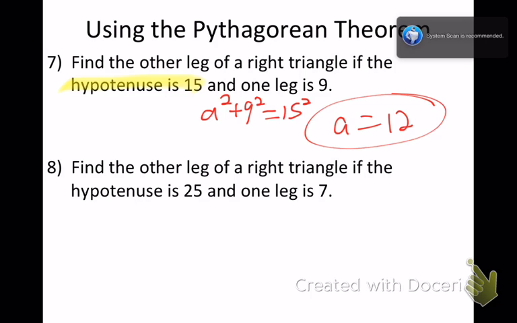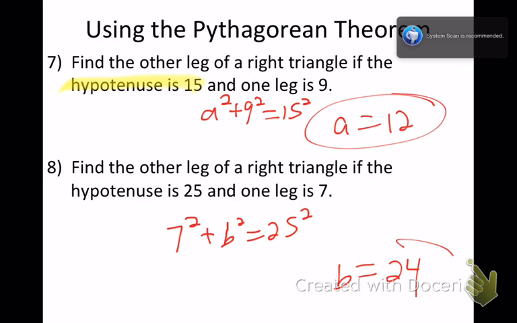8. What'd you do for 8, Brock? 7 squared plus x squared equals 25 squared, and then 49 plus x squared equals 625. So what does x equal? X equals 24. Either way, all the same thing. Yep. Nice job. That is a correct answer there. Again, you have to recognize when you're given the hypotenuse, you have to make sure you subtract to solve. When you're trying to find the hypotenuse, you add to solve.